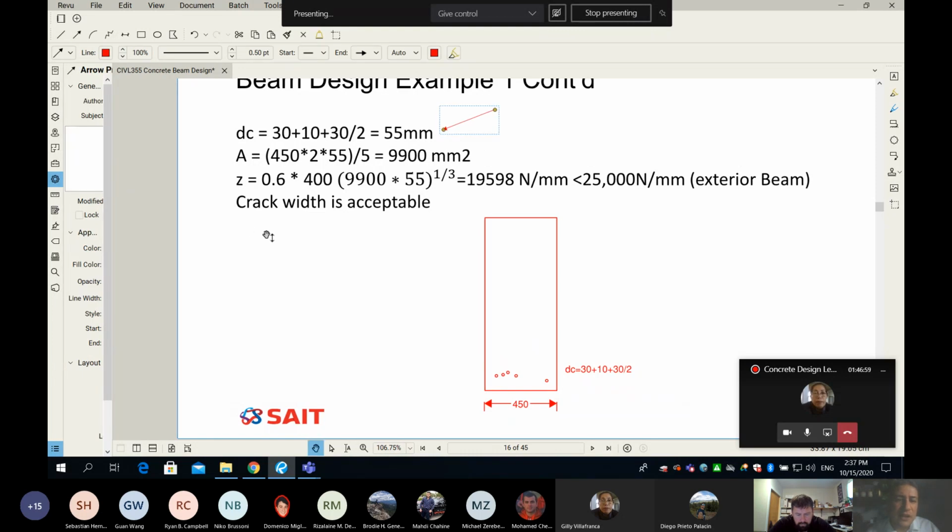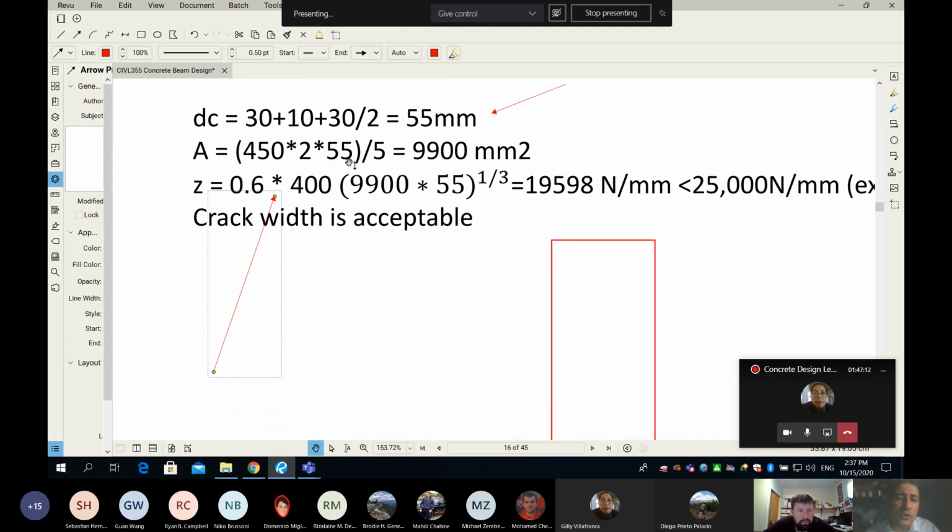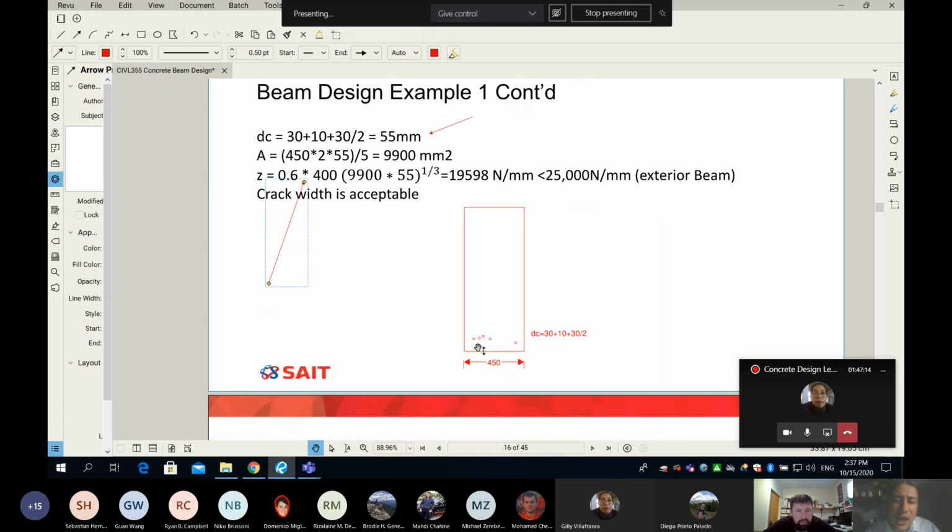And then as you can see, always the FS is 60% of my F yield. And then for my A, since here I have one layer, it means my Y is equal to my DC. So you take your 55, you multiply by 2, and then you divide by 450, and this will give you the area around your rebar.